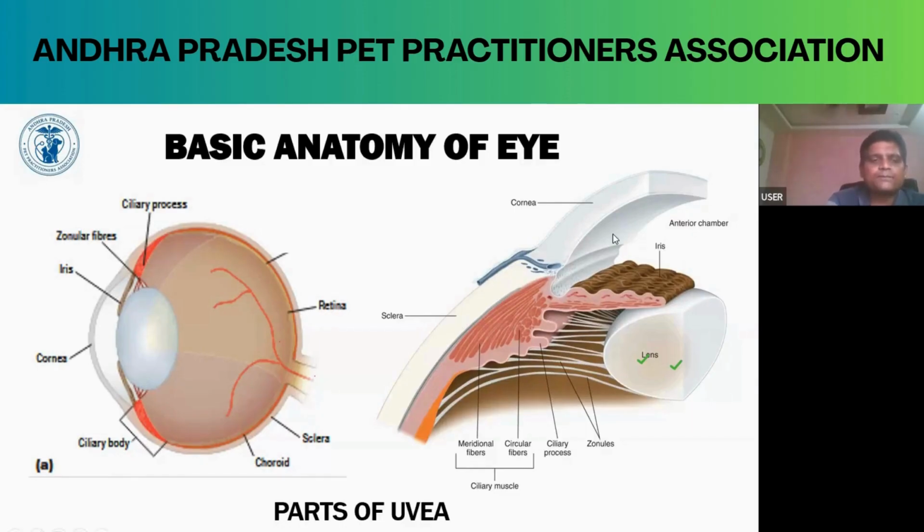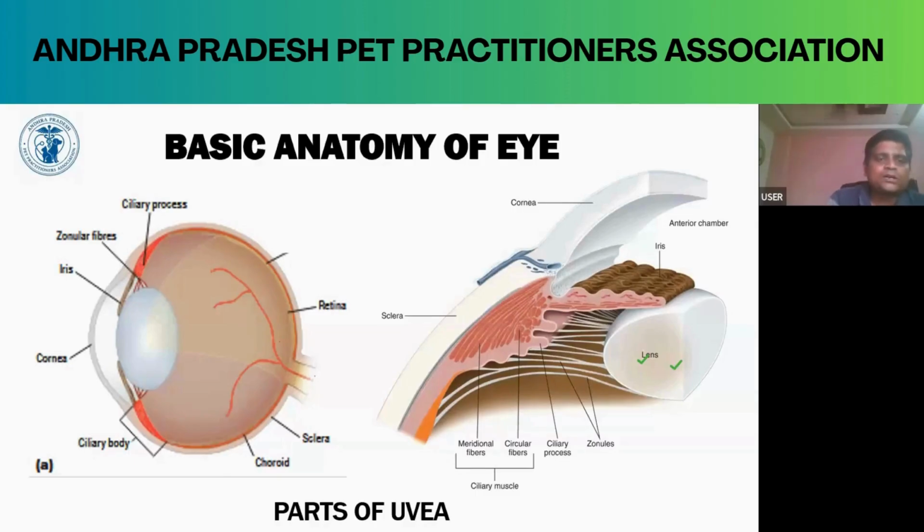What are the main functions of these structures? Coming to the iris, here you can see the iris. It is a shutter-like structure that opens and closes over the lens. Whenever it constricts, it closes the lens, and when it dilates, it opens the lens, and we can clearly appreciate that. It is like a bivalve door, or a valve-like structure.